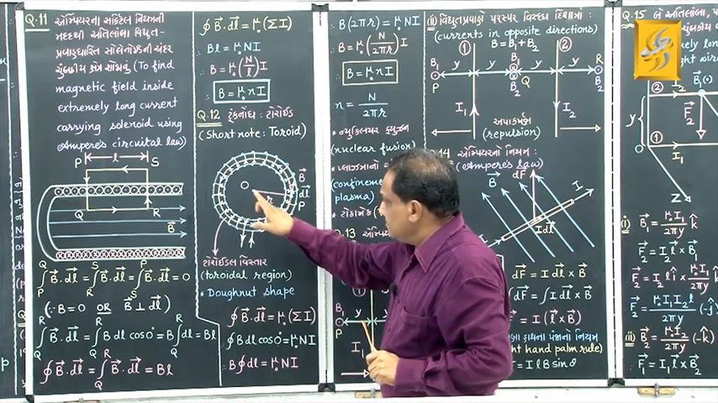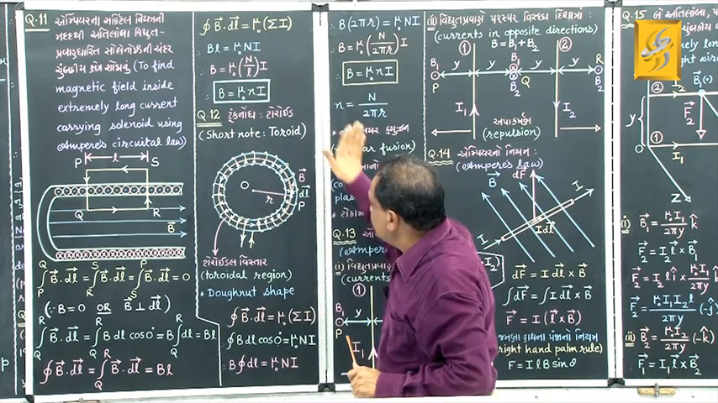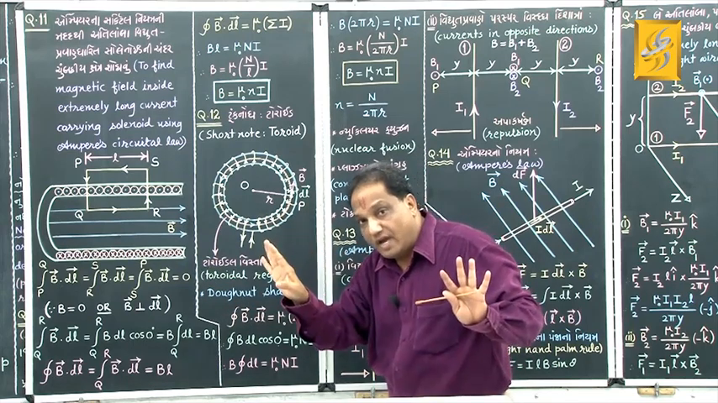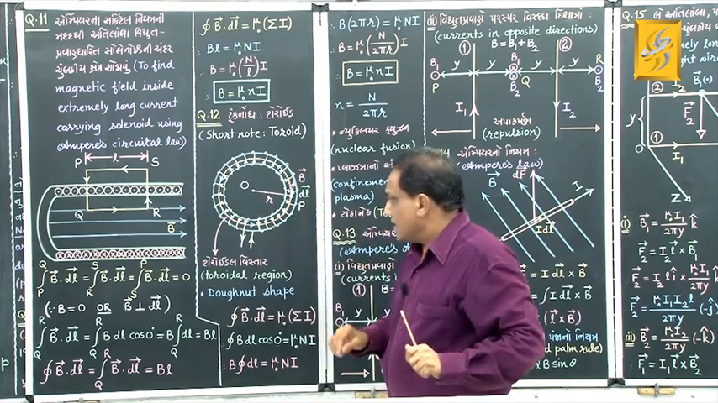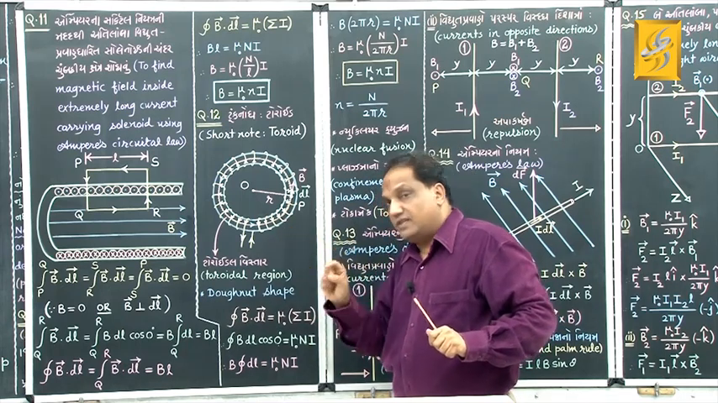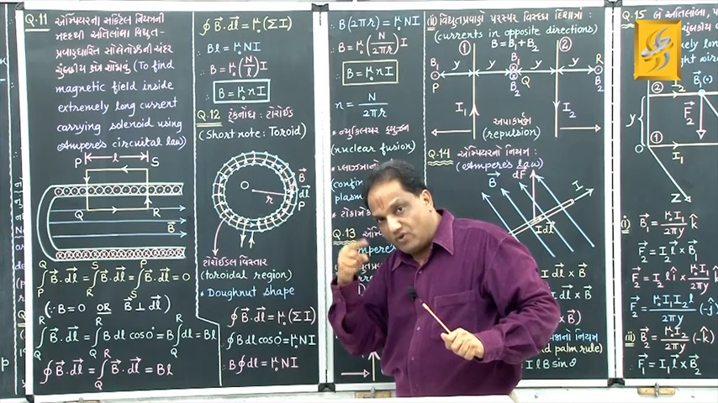For this region and for this region, that is outside the toroidal region, we don't get any magnetic field. Fine. But what is the intensity of that magnetic field which is obtained in the toroidal region, that we want to find out.